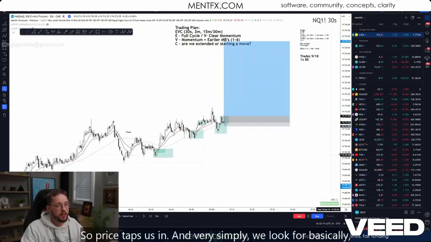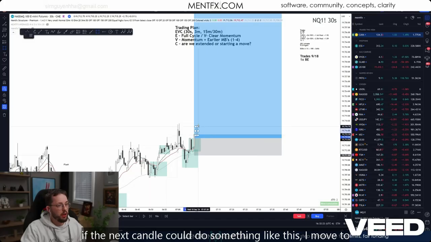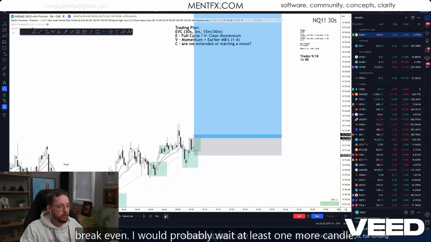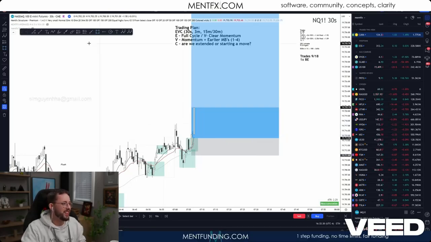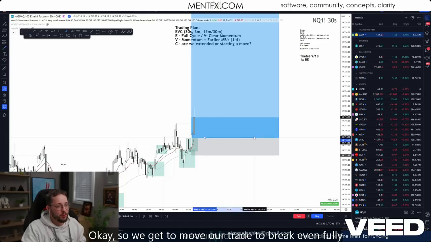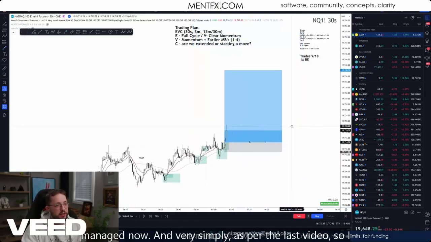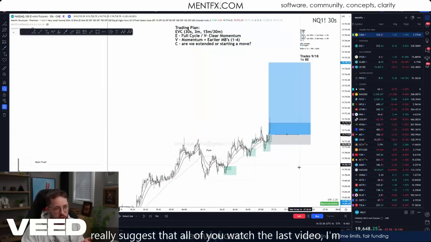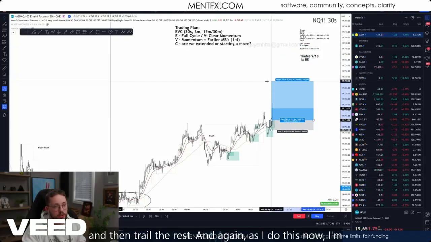So price taps us in, and very simply, we look for, basically, if the next candle could do something like this, a move to break even. I would probably wait at least one more candle. Okay, so we get to move our trade to break even, fully managed now. And very simply, as per the last video, so I really suggest that all of you watch the last video, I'm going to look for the 1 to 4 for my first 50% partial and then trail the rest.